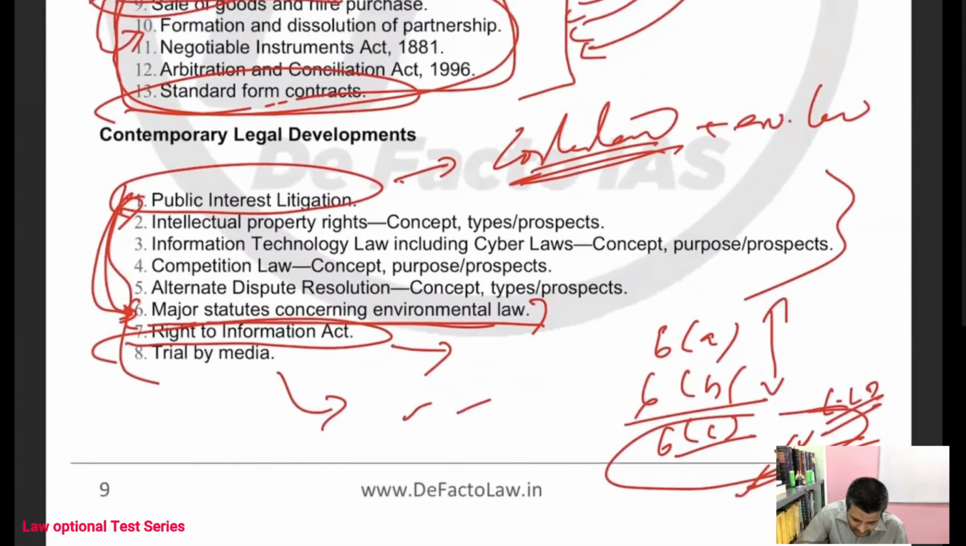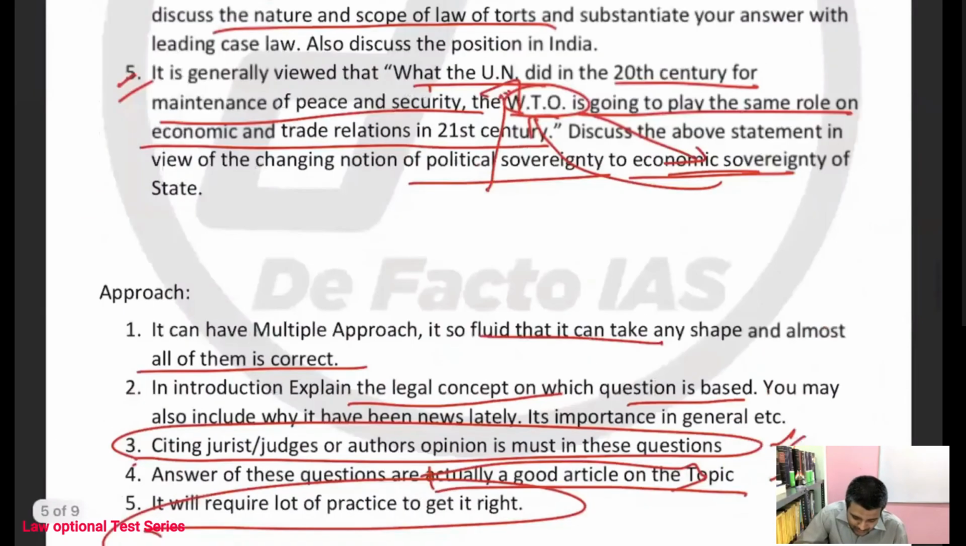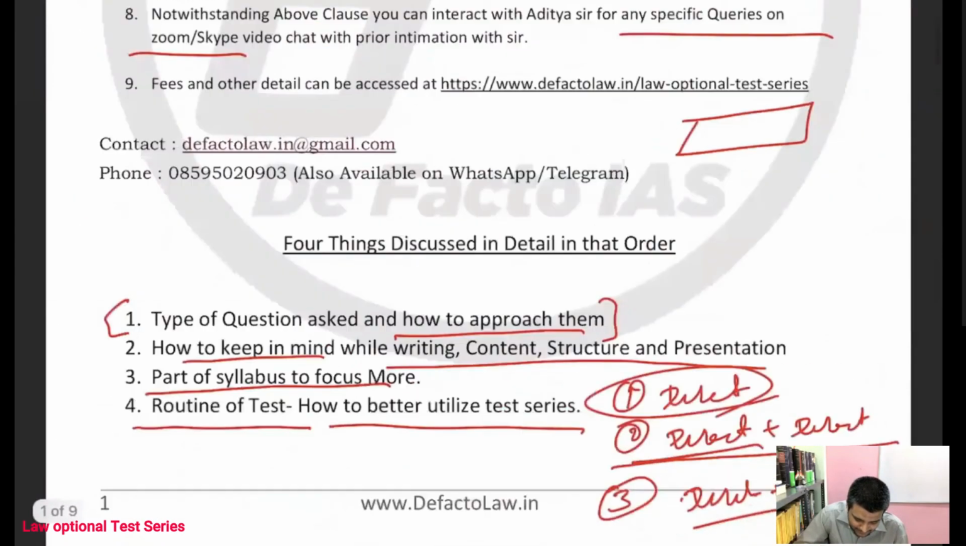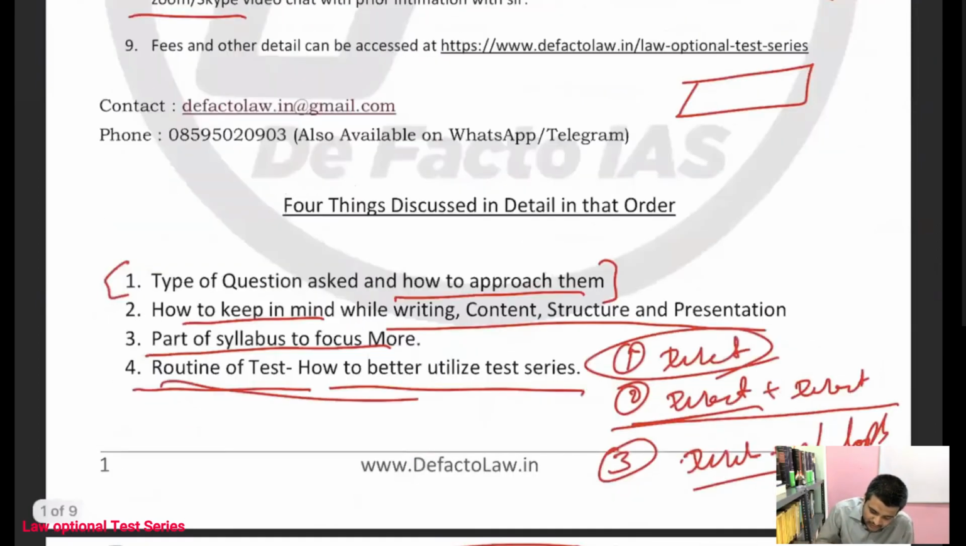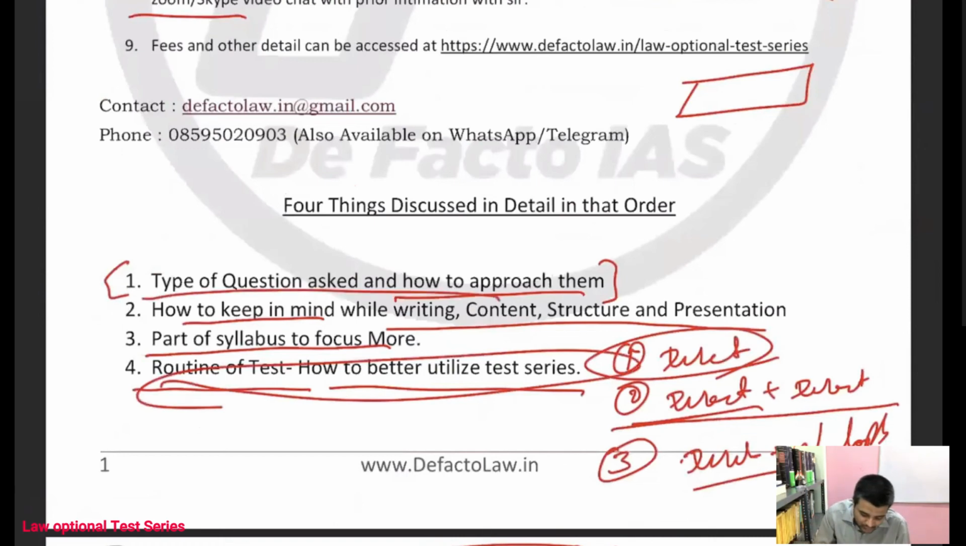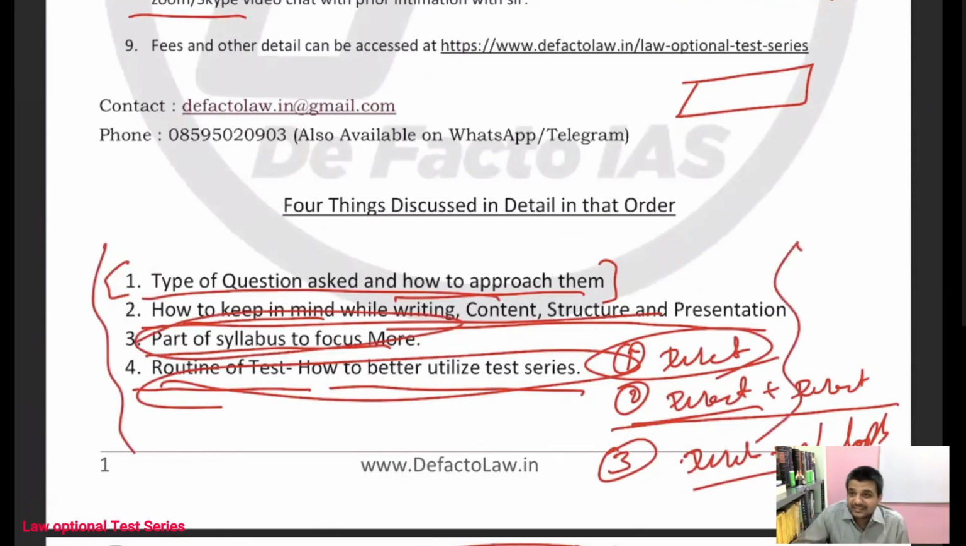Okay? Yes. So to sum up, we have discussed 4 things actually. First, the routine of the test, how to better utilize it, and what the structure will be. Second, the type of questions asked and approaches. Third, writing, what things to keep in mind, and the part of the syllabus that should be focused on. These are the only 4 things required in the strategy of the test series, right? More than that, nothing is required. If you can adhere to these 4, it is more than sufficient. Understand that particular point. Yes, everyone.